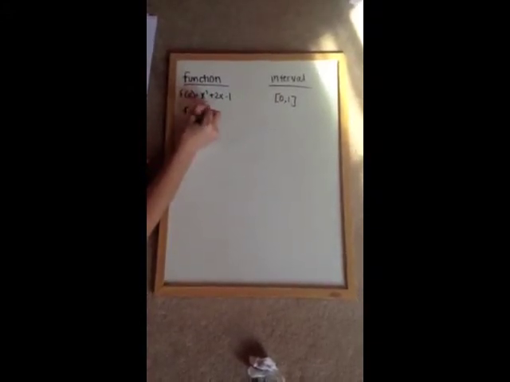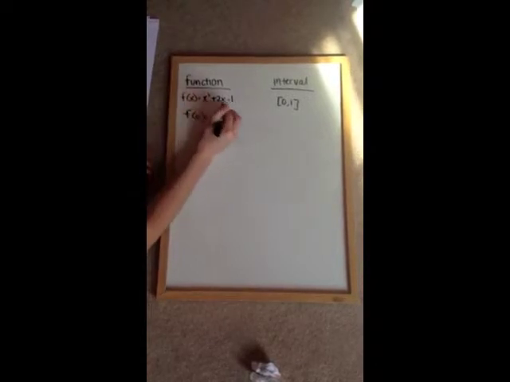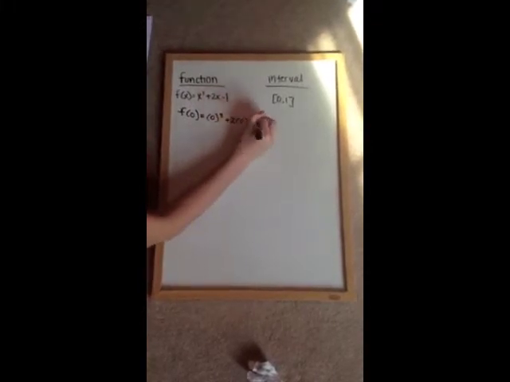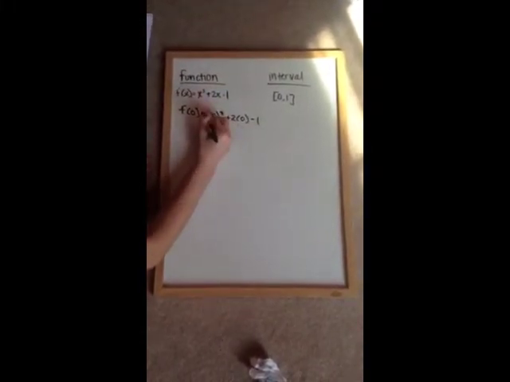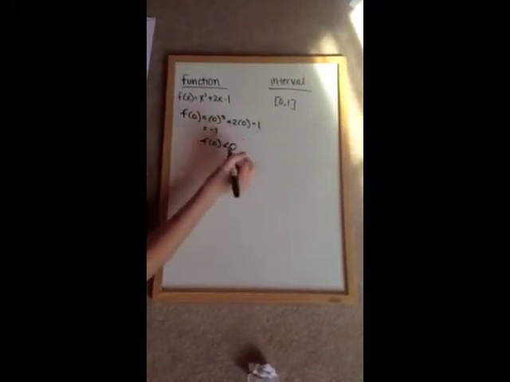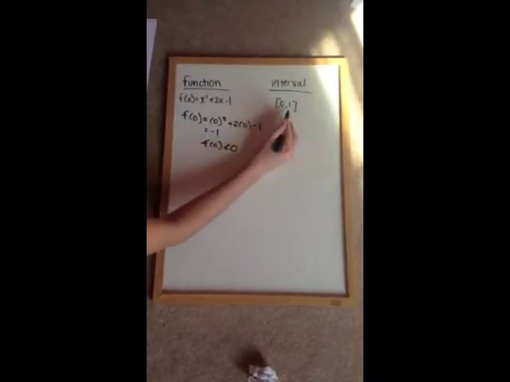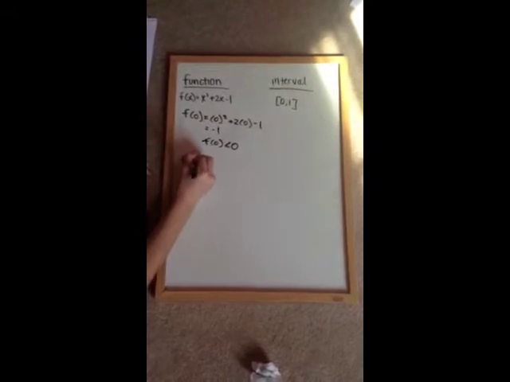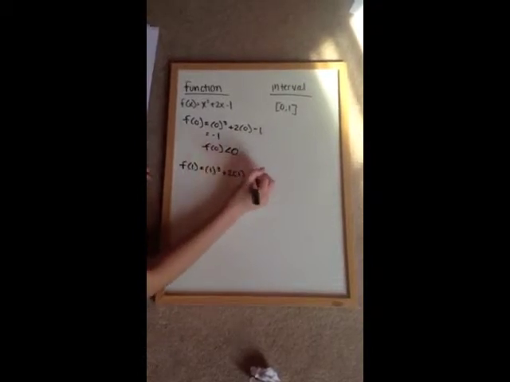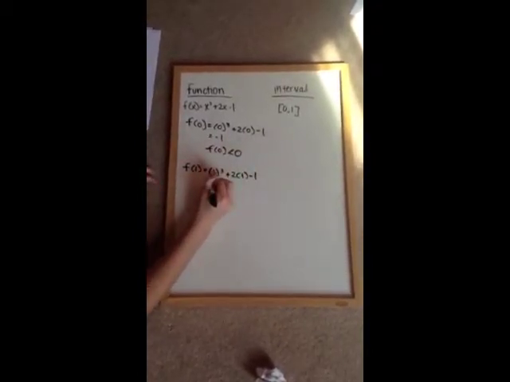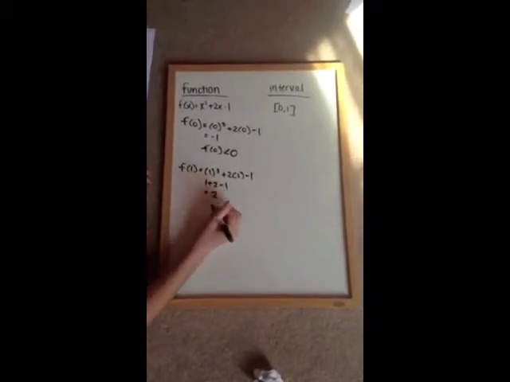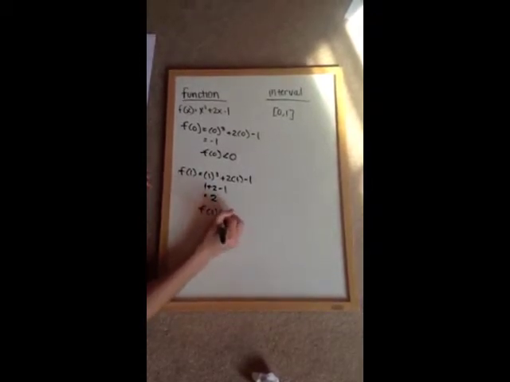So f of 0, so we'll plug in 0 to all these x values. So we'll have 0 cubed plus 2 times 0 minus 1. And that equals -1. So f of 0 is less than 0. Next, we're going to plug in 1 into this function. So f of 1 equals 1 cubed plus 2 times 1 minus 1, which is going to be 1 plus 2 minus 1, which equals 2. So f of 1 is greater than 0.